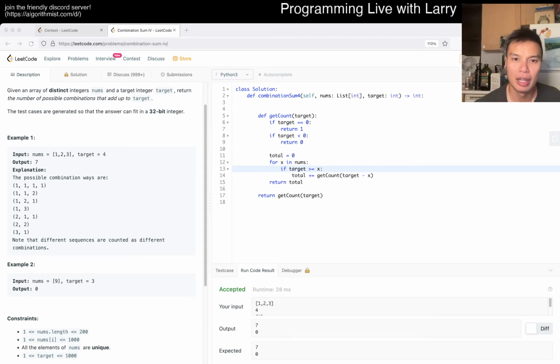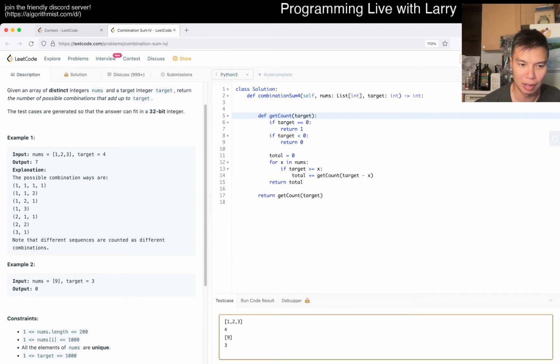Cool. Of course, this is going to be too slow. We can try something really obvious. If you do 1 and 2, I was going to say maybe that's Fibonacci, but is it Fibonacci if we just do 1 and 2?